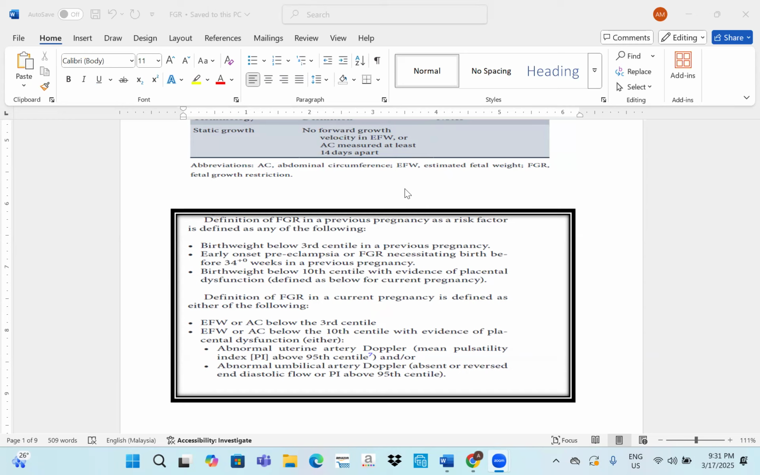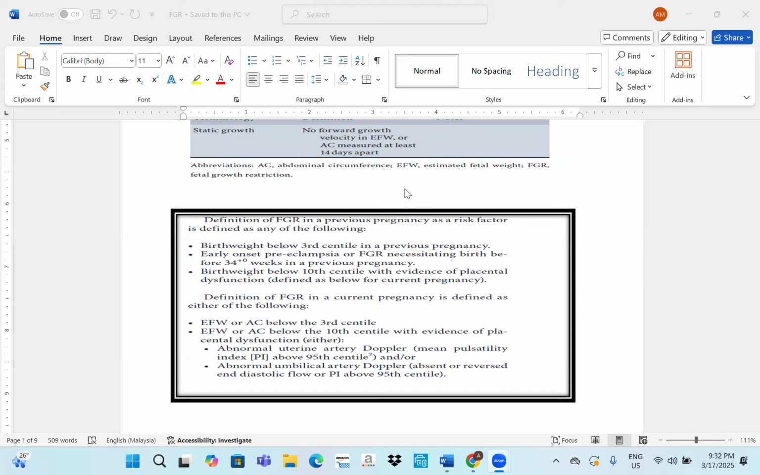Usually, normally, the resistance should be on the lower side. So whenever you see that the pulsatility index, whether it is for the uterine artery Doppler or the umbilical artery Doppler, is on the higher side, it means that the functional capacity of the placenta is reduced, and there is some resistance to the blood flow through the placenta, and it will result in an FGR baby.